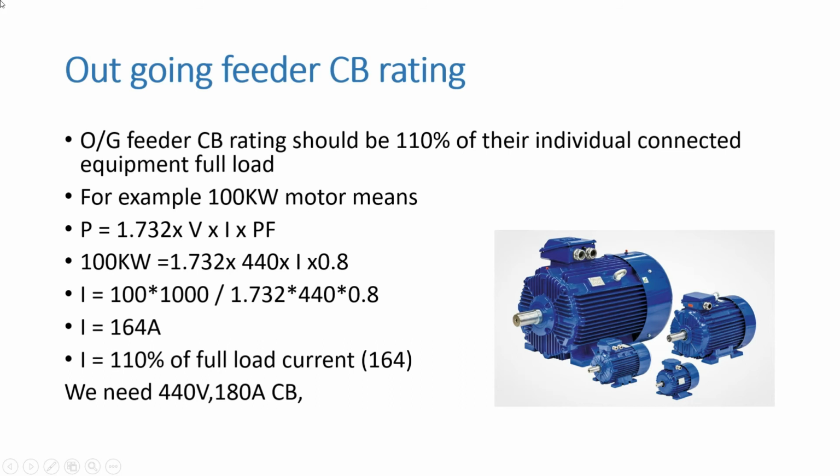Now, as per the outgoing feeder rule, 110% of the individual full load current. So I have to multiply this 164 by 110%, it becomes 180 ampere. So I need to choose a 440 volt 180 ampere circuit breaker, or I can choose a 440 volt 200 ampere circuit breaker. Similarly, for all outgoing feeders we need to calculate individually and multiply by 110% of the full load currents. So now we finalize all the circuit breaker and switchgear current ratings.